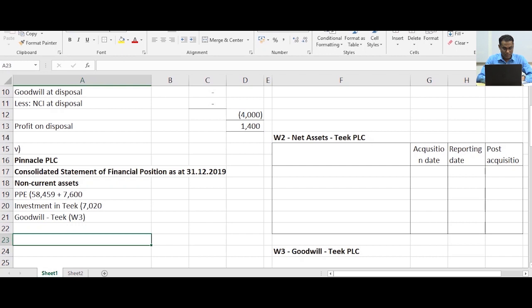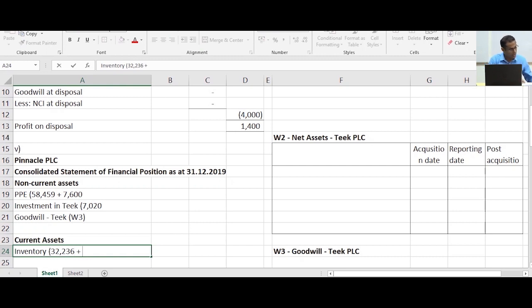Then let's move to the current assets. In consolidation, it's very simple: for assets and liabilities, what we do is line by line addition. Parent's assets and the subsidiary's assets. Inventory: 32,236 for Pinnacle, and the Teak inventory balance is 400. Then the next item is trade receivables.